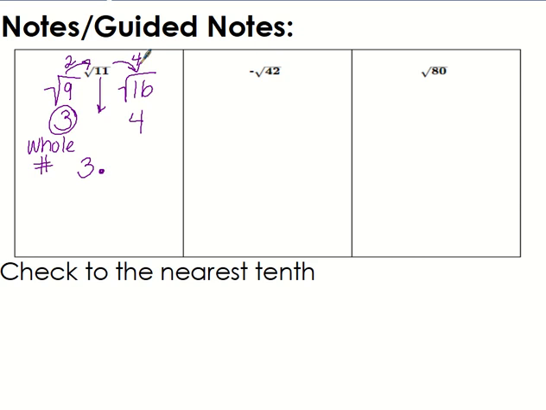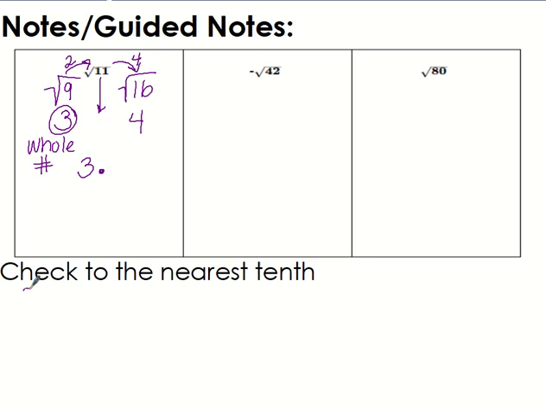It's going to be a small decimal, like 3.1, 3.2, 3.3, maybe 3.4. If it was, right, so it's got to be closer. So what we're going to do is down here, in your check to the nearest tenth, we actually have to check. So let's pick one.